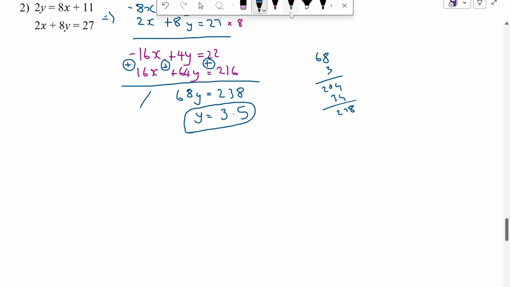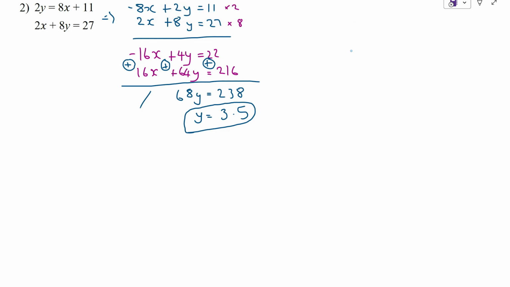Now we need to find the corresponding x value. So let's sub in this value for y in the first equation. So 2 times 3.5 equals 8x plus 11. 7 equals 8x plus 11. Take this over. Minus 4 equals 8x. Minus a half equals x.